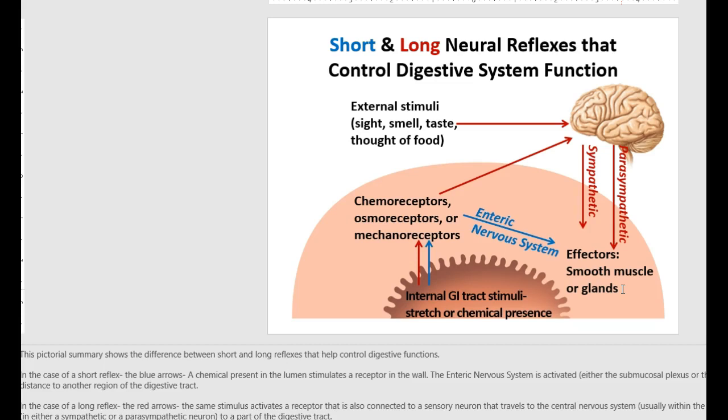That's a short reflex. A long reflex could be the same stimulus, a chemical, going to the same chemoreceptor, but this time the chemoreceptor is connected to a sensory neuron that travels all the way to the central nervous system via the spinal cord, of course. And then output, or motor output, is sent via autonomic neurons. Parasympathetic usually travels in the vagus nerve. Sympathetic travels either in sympathetic nerves or splanchnic nerves. So that's a long reflex.